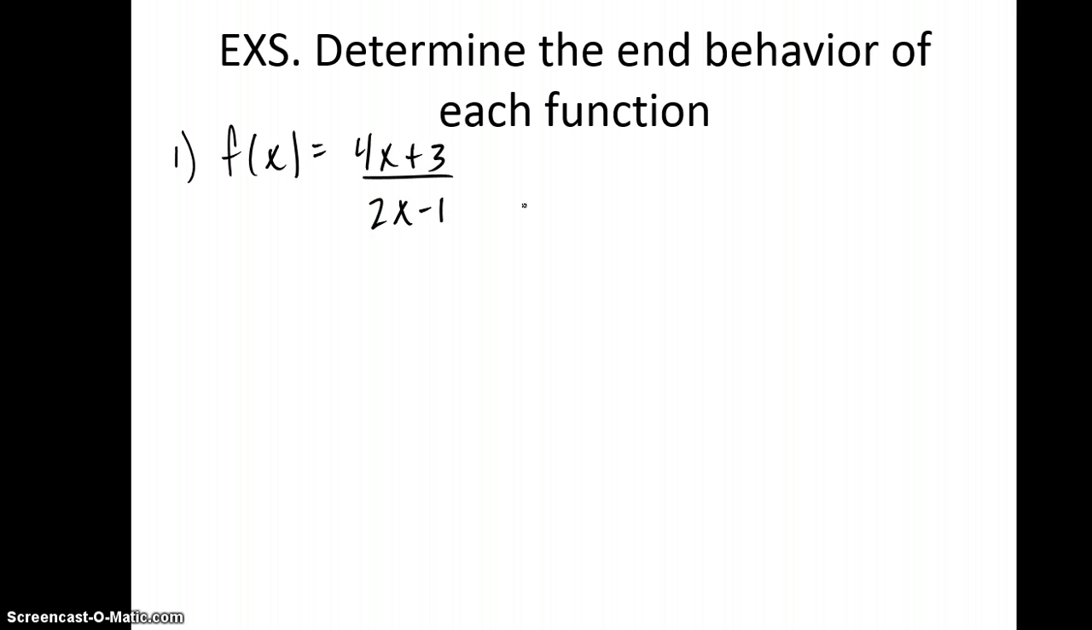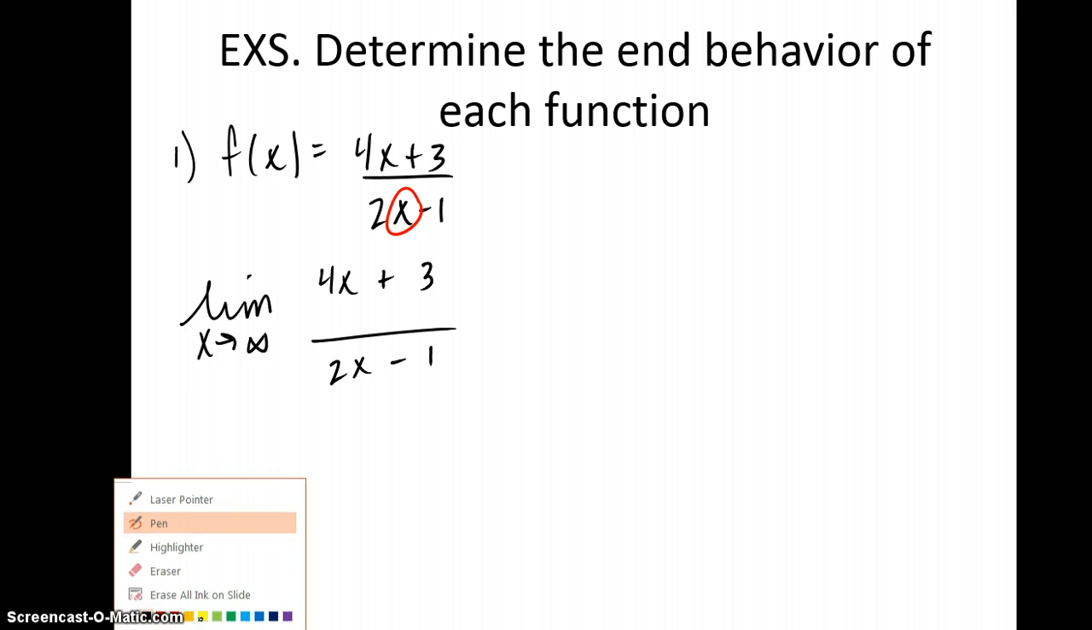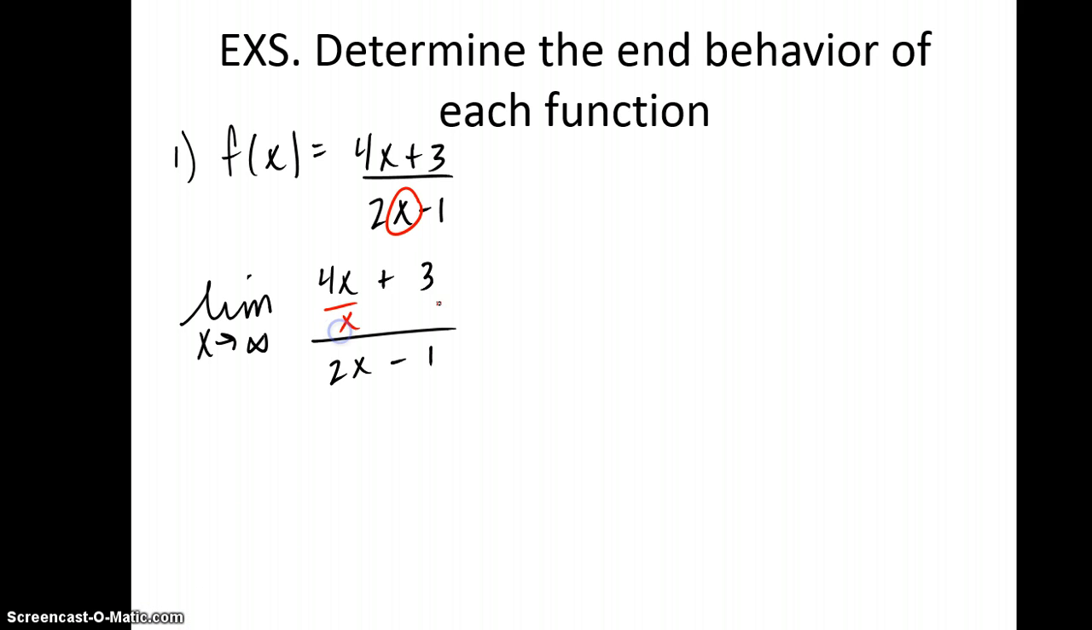I have a rational function, therefore I could potentially have a horizontal asymptote. So we look at the limit as x approaches infinity first. So the degree of the denominator, the highest exponent, is just x. And I'm only going to use x. You could incorporate the coefficient, but you do not need to. Right, so 4x plus 3 all divided by 2x minus 1. And I'm going to divide each term by x.